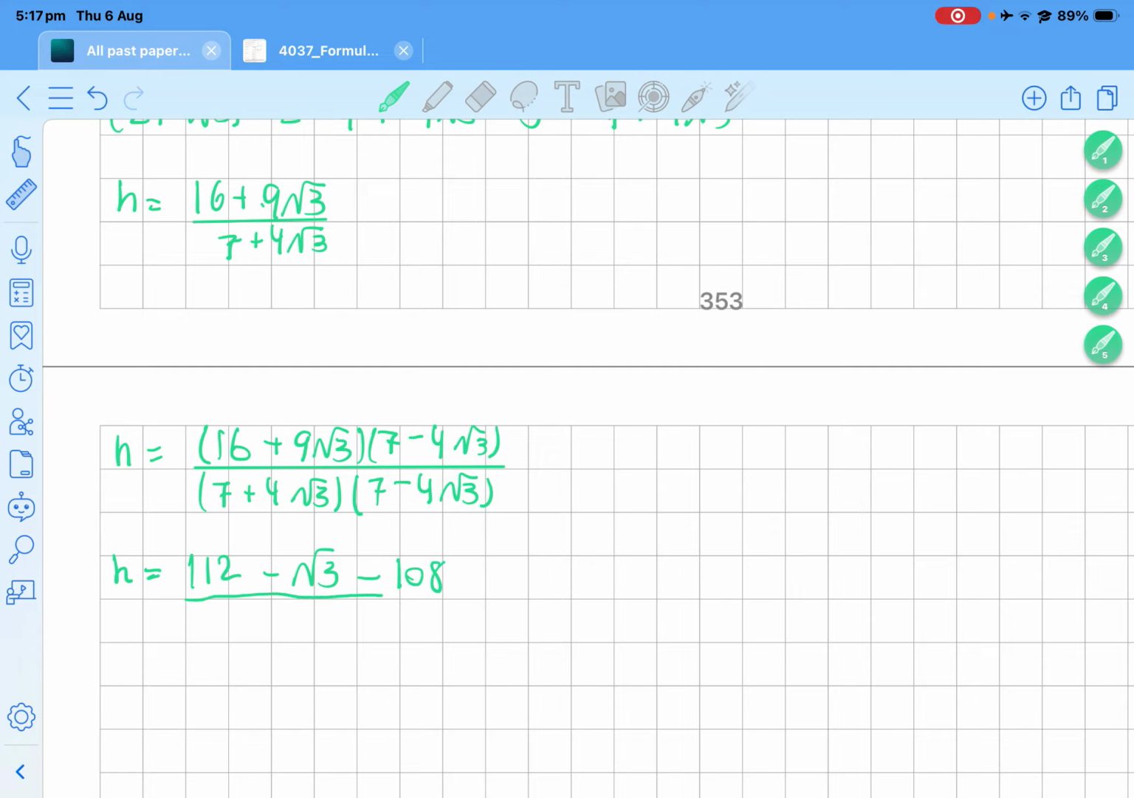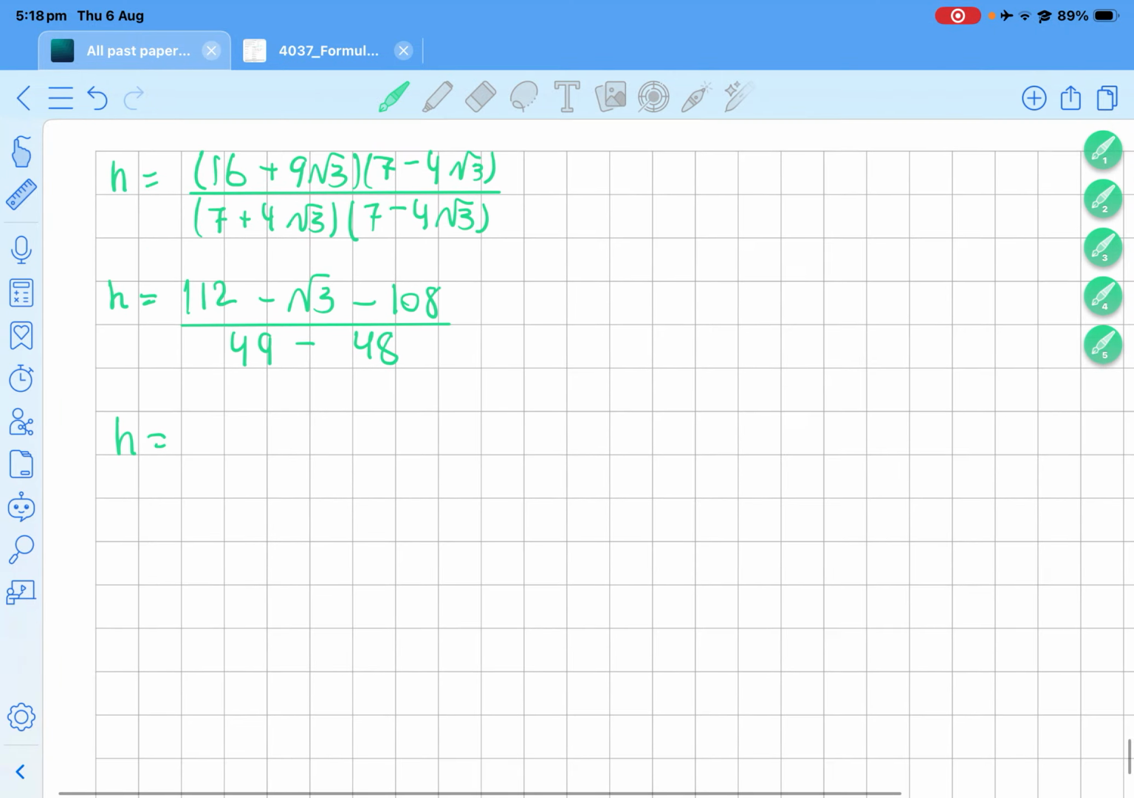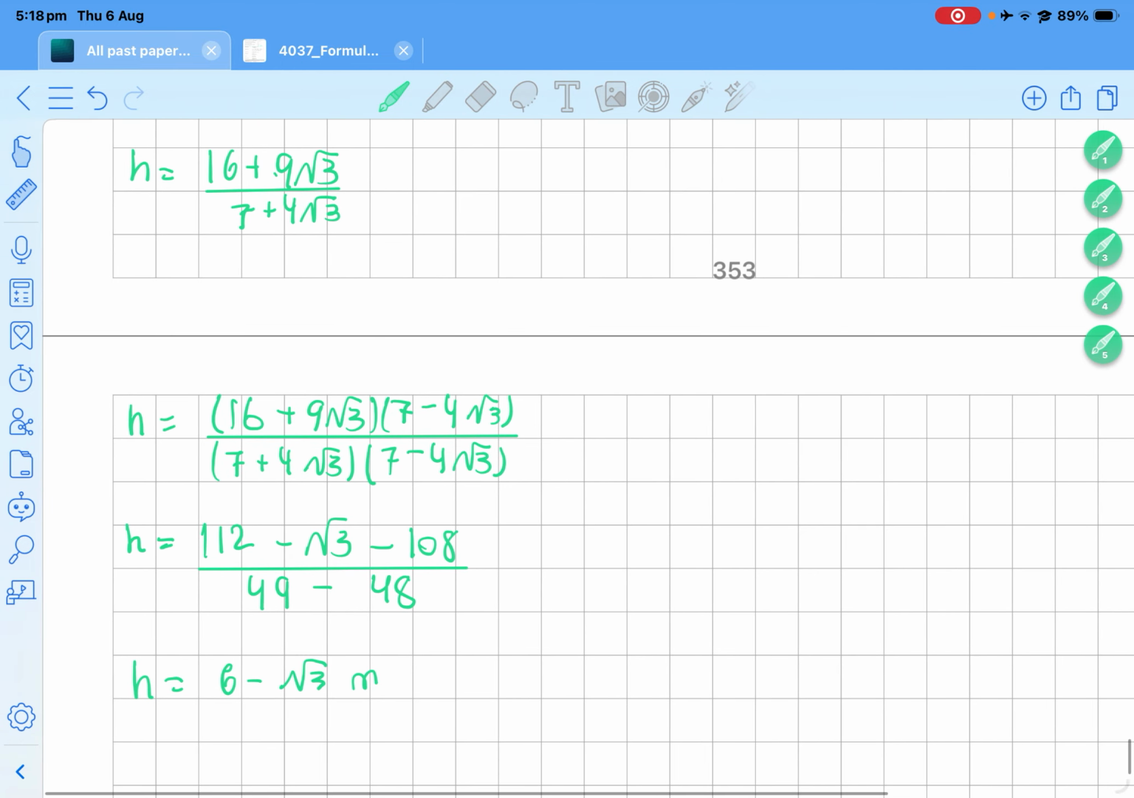And yeah, if you divide this, the denominator will be 49, and when you multiply this thing and then this thing, the positives and negatives cancel out. So basically this is just 49 minus 48. So basically this big thing is demolished into dust. So the exact value will be 6 root 3 meters. If it's in meters, yeah, it's in meters.